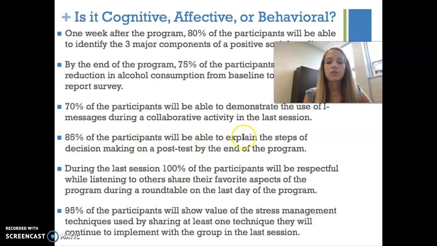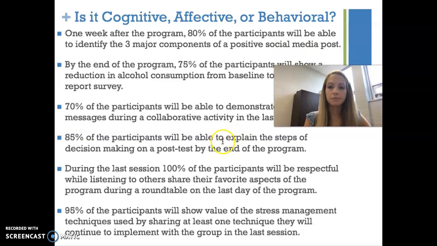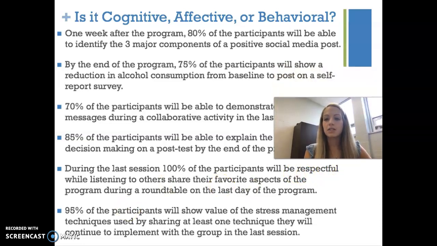The next, participants will be able to explain the steps of the decision making by the end of the program. So this is a learned action item, so this is going to be cognitive. The next one, participants will be respectful. Remember, this is affective, so these are those attitudes, beliefs, and social skills. And then show value of the stress management techniques. That's going to also be affective.